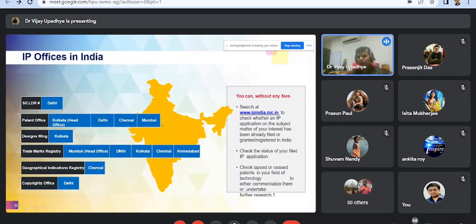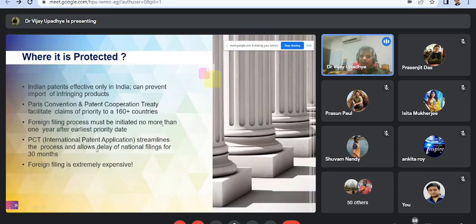So these are the main offices in India. You just have to put in wherever you are sitting. I am in Mumbai, you are in Kolkata, so you can find patent offices in your own area. Why is it protected? I told you that nobody can violate it. Single authority. Now, what is the Paris Convention Treaty?